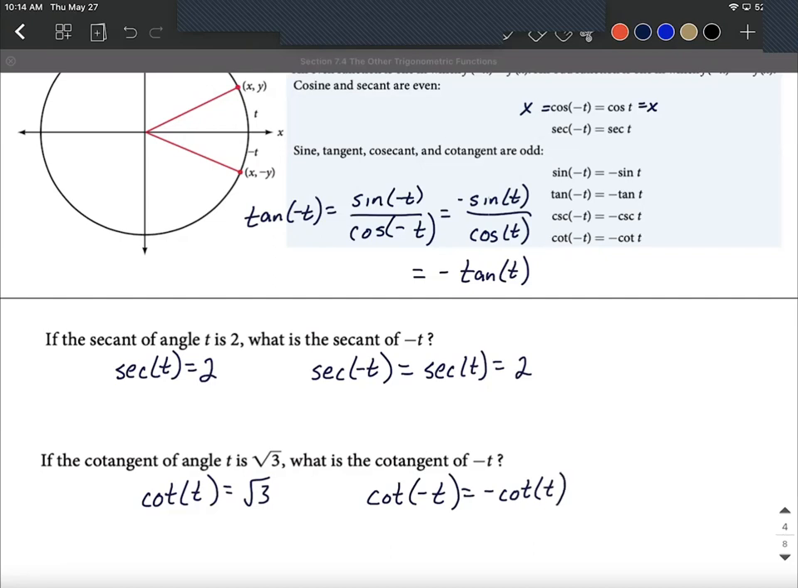All right. Lastly, what we want to do here is we are given cotangent of t, so we can replace that with the square root of 3 where the cotangent of t is here. We're going to get negative square root of 3 as our solution. All right, hope this helps out. Even odd identities, use these whenever you want to get rid of a negative from inside of a trigonometric function.